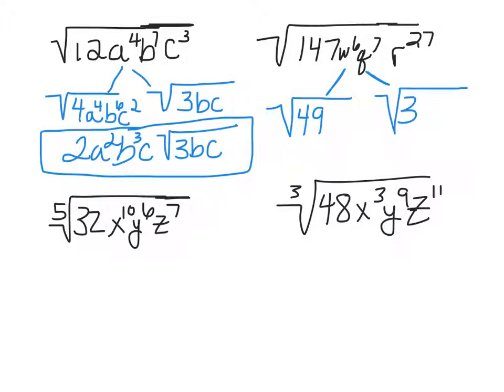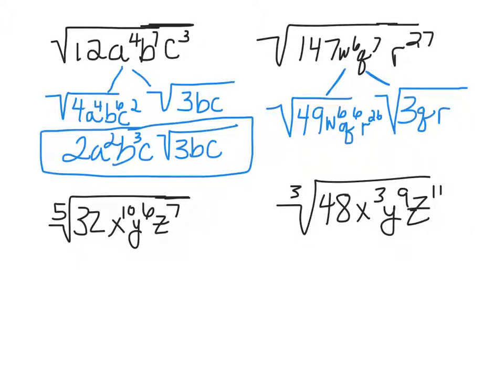W to the 6th. Well, hey, guess what? 6 is divisible by 2, so I can write, again, W to the 6th over here. I don't need to break it up. Then I have Q to the 7th. Well, I need to break that up into Q to the 6th and just Q, because 6 and 1 is 7. And then I have R to the 27th. Well, I can break that up into R to the 26th and just R left over, because 26 plus 1 is 27, and 26 is divisible by 2.